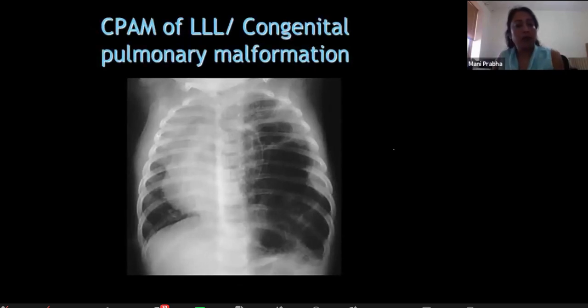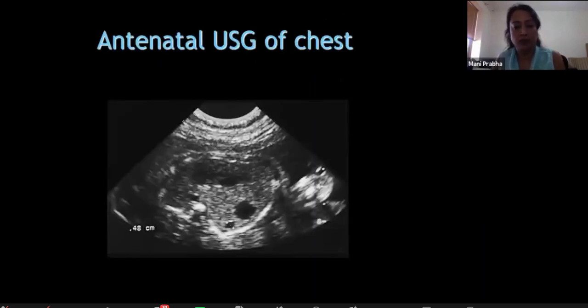So yeah, it is CPAM of the left lower lobe, which is congenital pulmonary airway malformation, and the differential diagnosis to keep, as you rightly said, is congenital diaphragmatic hernia. Because of these loculations and these shadows, it's unlikely to be lobar emphysema, but since it is causing a shift of the mediastinum, you can still include it as a differential, though it is low on the list. And yes, even this one can be detected on antenatal ultrasound, then later confirmed on MRI scan.